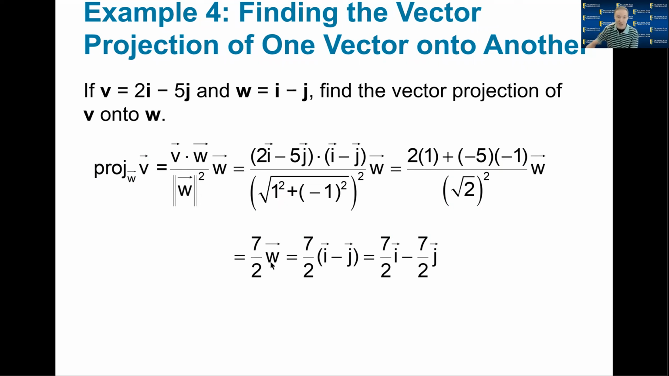So the projection of vector V onto vector W is going to give you 7 over 2 times vector W. This vector was quite a bit larger than this vector, so its projection on vector W is really going to magnify what happens on vector W. So 7 over 2 times vector W is 7 over 2 times i minus j. And when I do that, that's just 7 over 2 i minus 7 over 2 j. So this is the projection of vector V onto vector W.